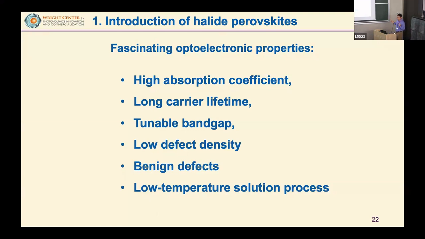And then the carrier lifetime is very important because the electrons and holes need long enough time to be separated; if they recombine, then that's not good. And then the bandgap is tunable for different purposes. And then the defect density is low, and if you have defects, they are tolerant. They are not bad, and that is good. So the perovskite presents all those very intriguing properties that we have never seen before in other semiconductors.